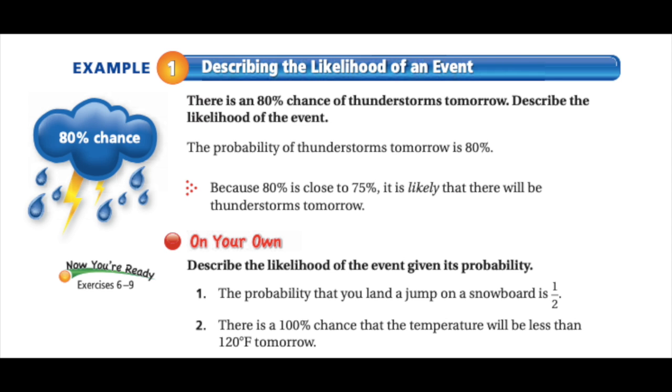Looking at example 1 on page 408, we're going to use the information from the continuum that we just discussed. We see that there is an 80% chance of thunderstorms tomorrow, and it asks us to describe the likelihood of the event. Since it's 80%, we match that up on the continuum, and we know that 80% is greater than 75%, so we would say that it is likely to happen. It is not certain because it is not 100%. We would stick with it is likely to happen.